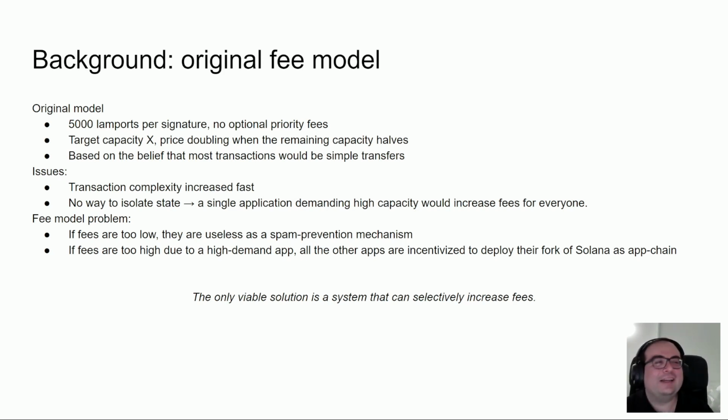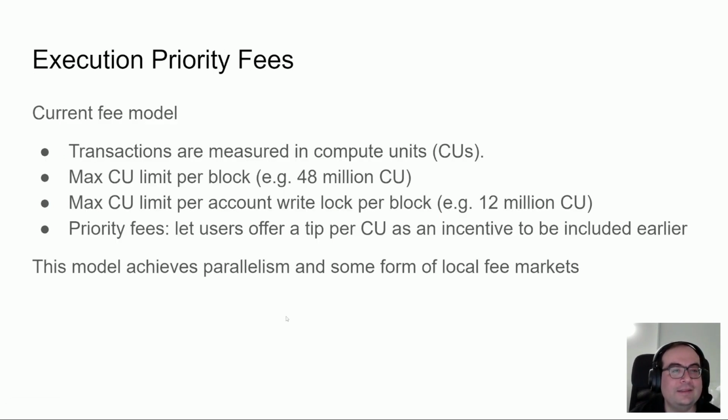This is an actual problem, and the only viable solution, I'm quoting, is a system that can selectively increase fees. So you need to find a way to increase fees only for specific applications that actually require this very high load, and let the other applications that don't need that high load keep going with low fees. That's the only viable solution for integrated blockchains. All right, let's see what's next. So this was the old model.